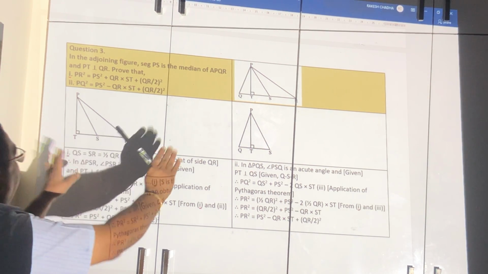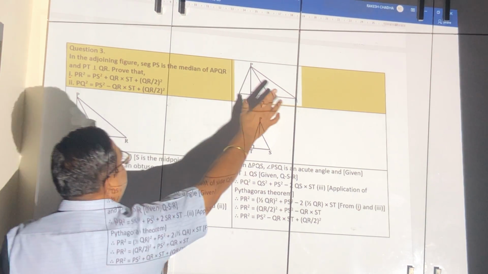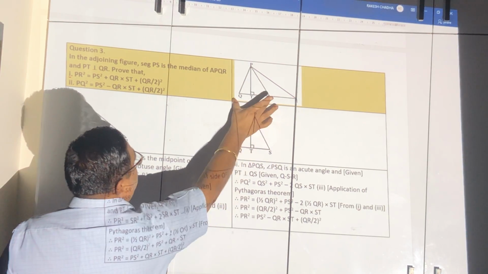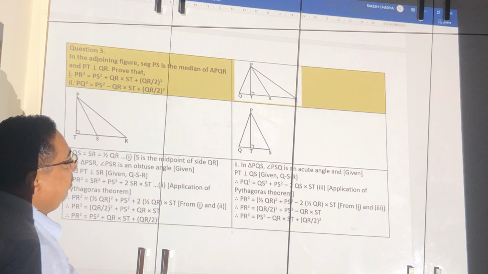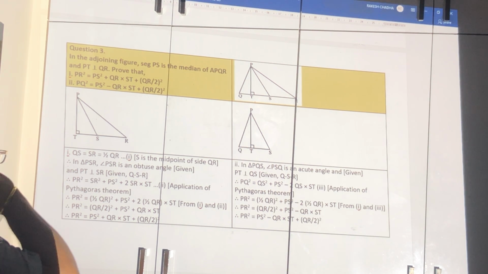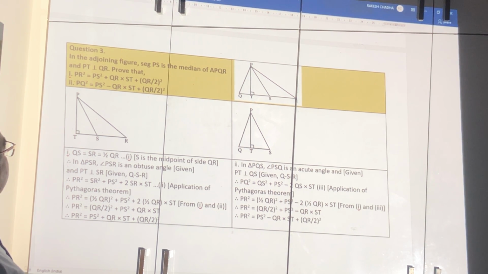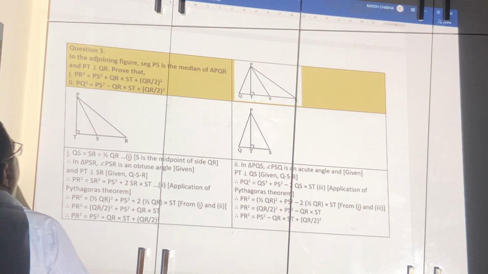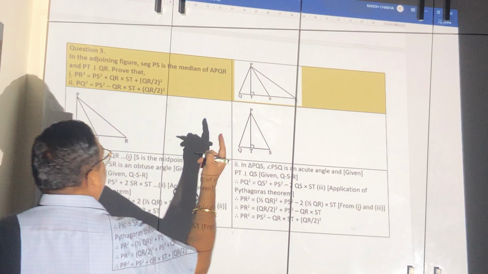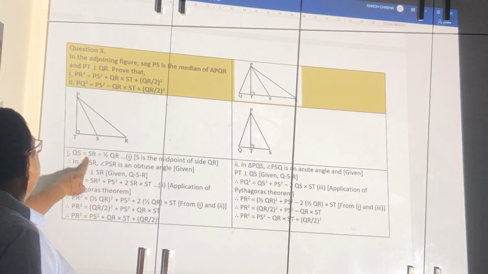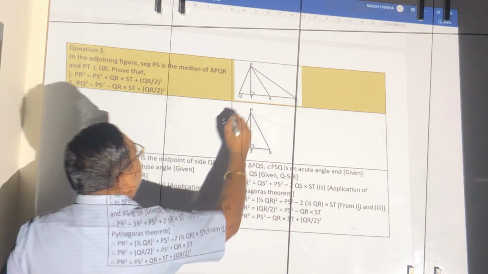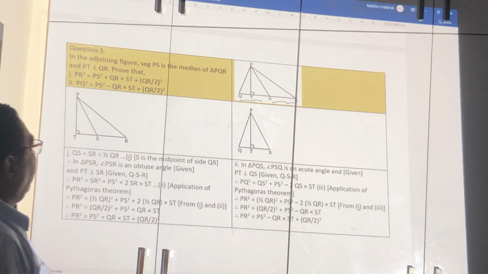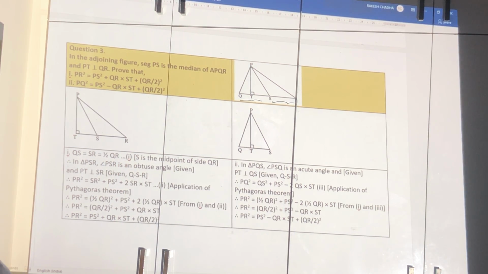First, learn to separate the triangles. See, my friends, I have separated one triangle, I have separated another triangle. Then life will become easy. Okay, let's start. Now, this is the midpoint. So, I have, in this case, QS. QS is equal to SR. This is equal to this because S is the midpoint. Number 1.